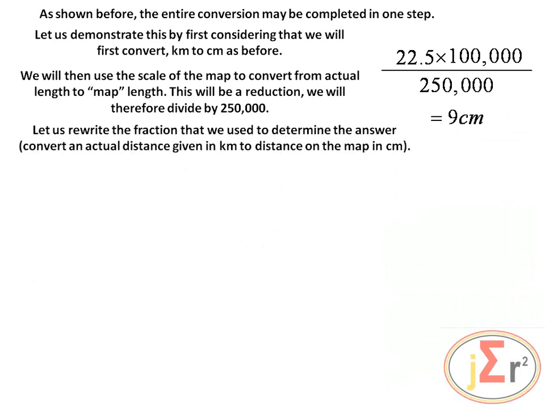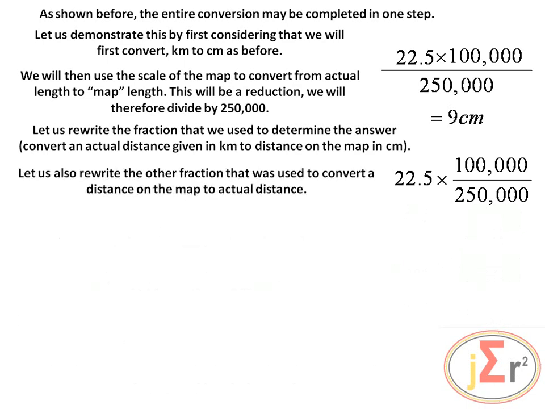Let us rewrite the fraction that we used to determine the answer. Convert an actual distance given in kilometers to distance on the map in centimeters. So let us rewrite the fraction that we used to do that. That is the one that we have right there. Let us also rewrite the other fraction that was used to convert a distance on the map to actual distance.